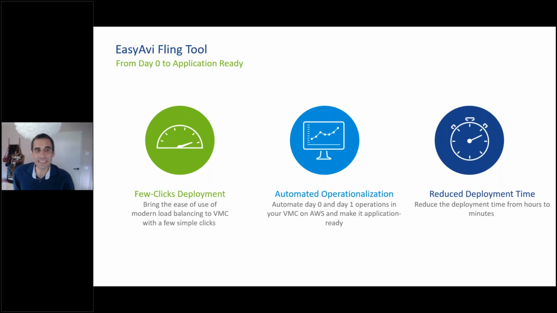So the intent is you deploy this EasyAvi Fling inside your SDDC or outside your SDDC. And then in a matter of a few clicks, you can automate day 0 and day 1 operations in your VMC on AWS. So you start this, you click on a few options and parameters that I will show you in a matter of minutes, and you have in about 20 to 30 minutes your AVI on top of VMC deployed. So the idea behind the scenes is to simplify the deployment of AVI on top of VMC.